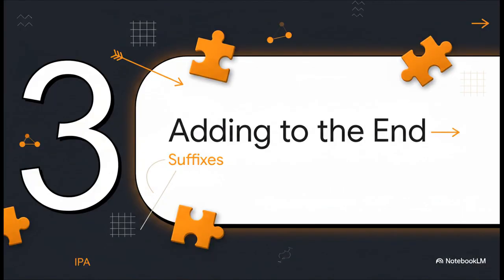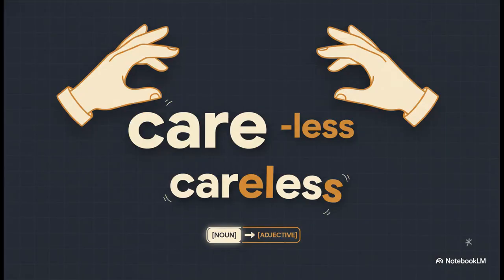All right, so that covers the front of the word. Now let's flip it around and look at the other side of the coin, the pieces that come in at the very end. These are the suffixes. So here, you take the suffix less and attach it to the word care, and you get careless, which of course means without care. And notice something cool here. It often changes the word's job, in this case, turning a noun into an adjective.